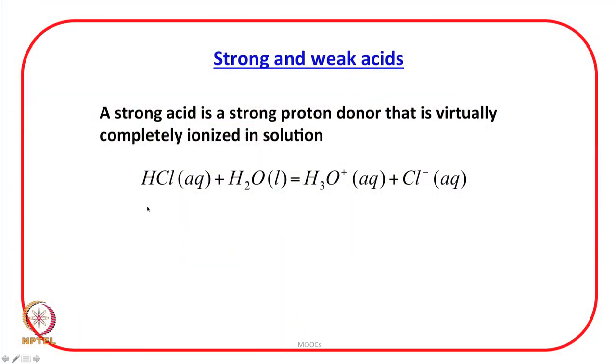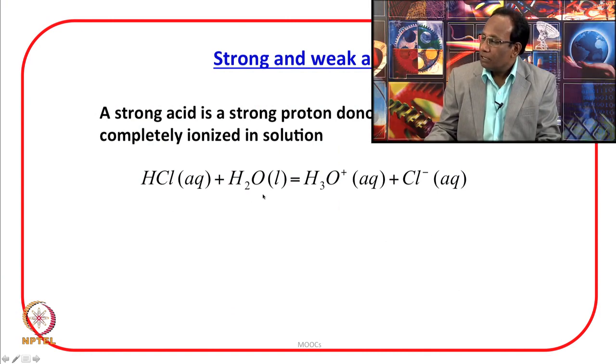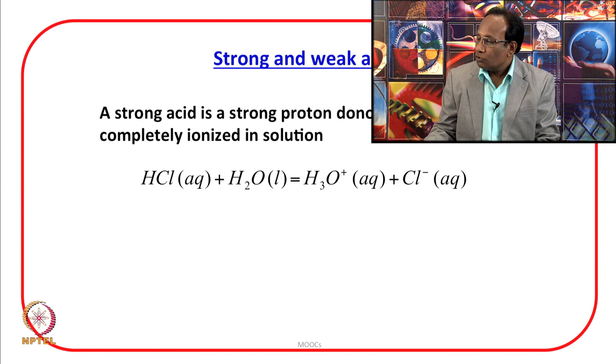For example, if we take HCl. HCl in water easily donates a proton to water, forming hydronium ion plus chloride ion. And in such a reaction, we say that HCl is virtually completely ionized in solution in the form of hydronium ion and chloride ion. So, therefore, we call HCl a strong acid.